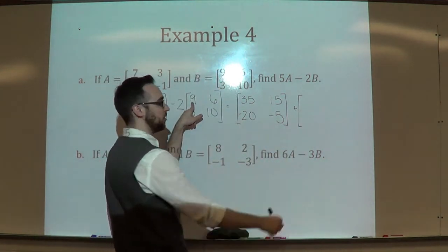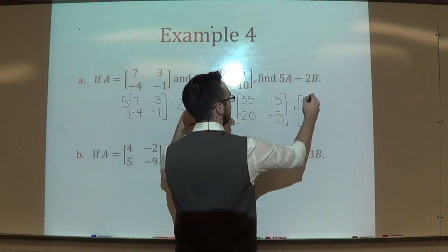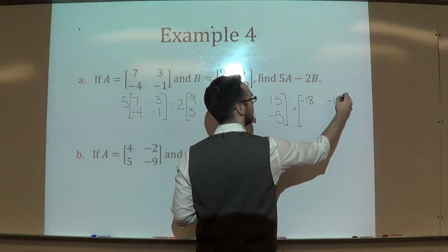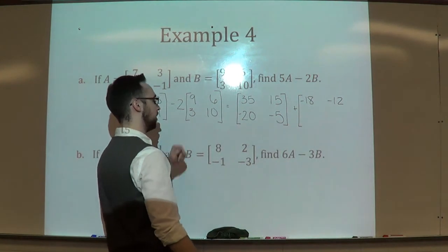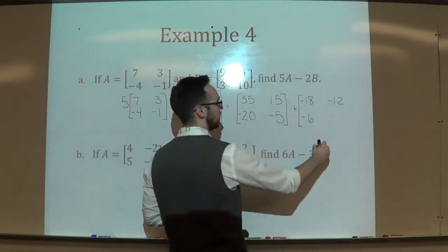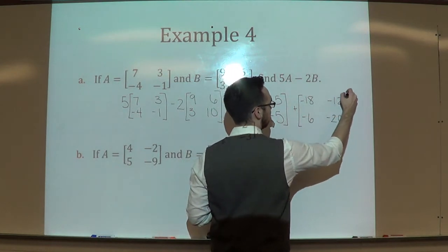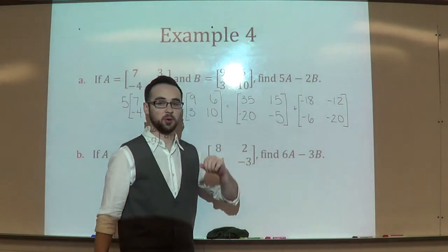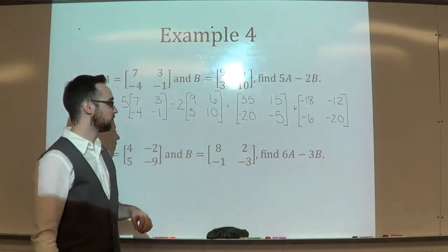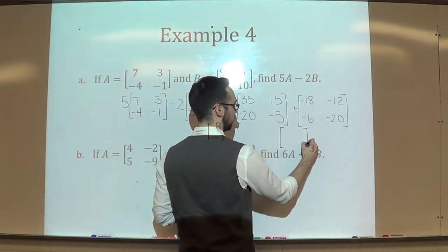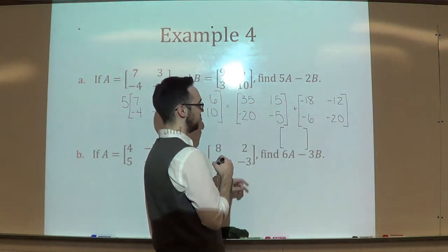So negative 2 times 9 is a negative 18. Negative 2 times 6 is a negative 12. Negative 2 times 3 is a negative 6. And negative 2 times 10 is a negative 20. Now we have two matrices that are both the same dimension, so we can add these. So when we get our final answer here, we have a 2 by 2 matrix. We'll squeeze it in here underneath.